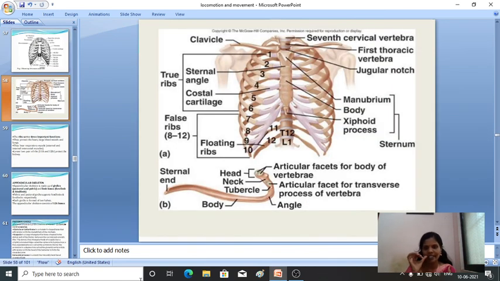So here you can see again the clear detailed picture. Total number of ribs. Fine. Now the 11th and 12th ribs are commonly known as floating ribs. Okay.